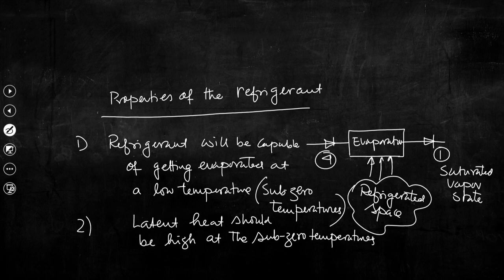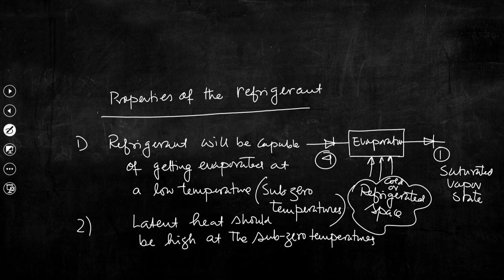So, we have understood the physical significance of ton of refrigeration. What is the meaning of this? That means the amount of heat that should be extracted by the refrigerant from this refrigerated space, or cold space. And then we have also discussed the properties that a particular refrigerant should have. So, with this we shall discuss a little bit more about this particular type of working fluid.